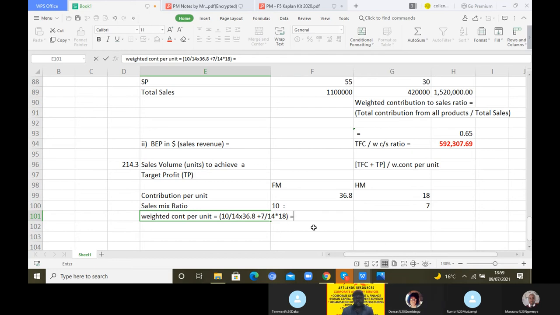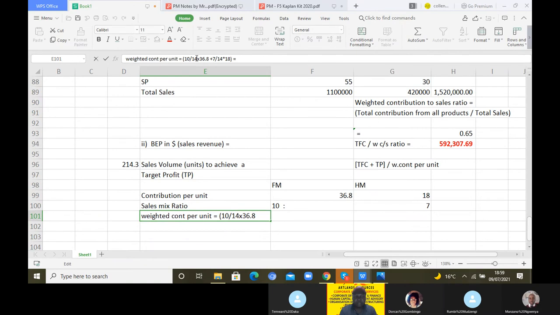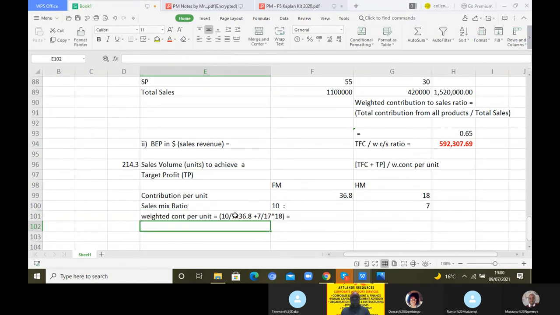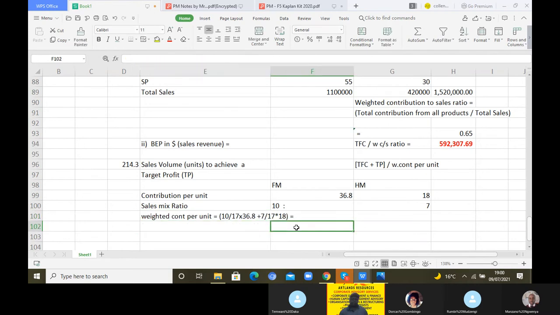But 10 over 14? 10 over 17. Well, it's 10 over 17. Oh, you guys are stars. I'm still remembering the 14,000, not knowing we have reduced it to 17. So it's 10 over 17. You are right. 10 over 17 times this. So we then have to multiply: 10 over 17 times 36 plus 7 over 17 times 18. This is now weighted contribution per unit.